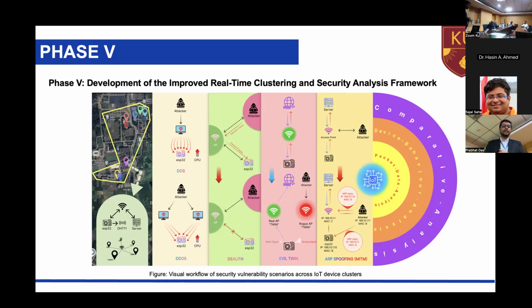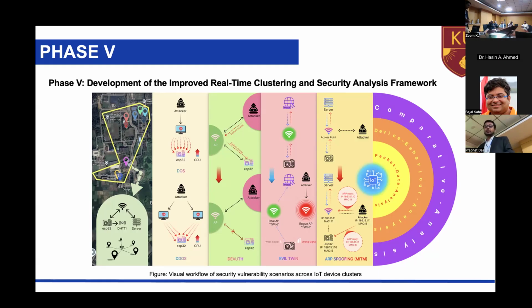Initially, we launched DDoS attack packets to those edge computing devices just to choke them down. And once they were out of service, we immediately launched a deauthentication attack, such that these devices, which were already connected, could get disconnected from the network.